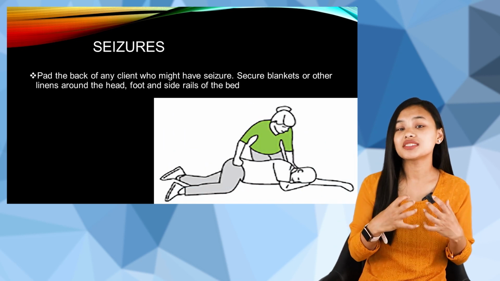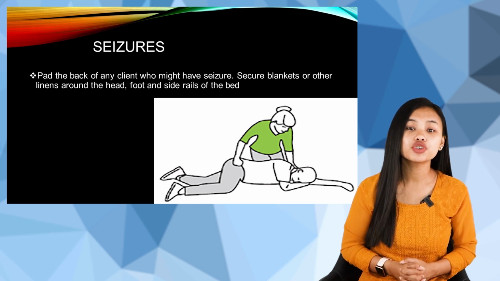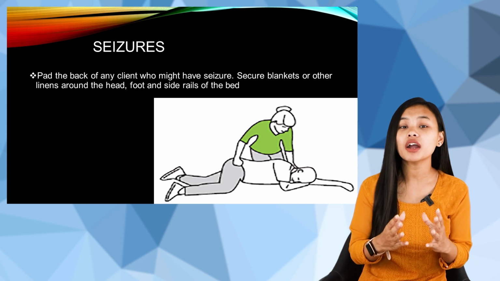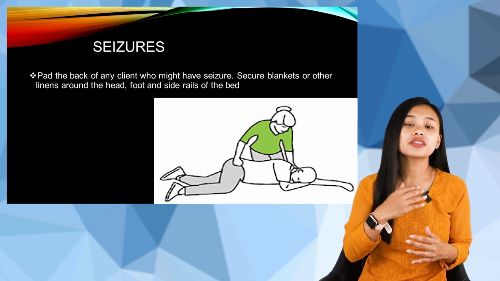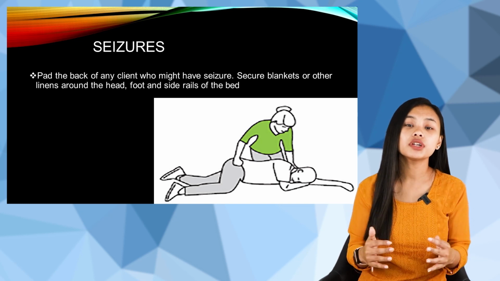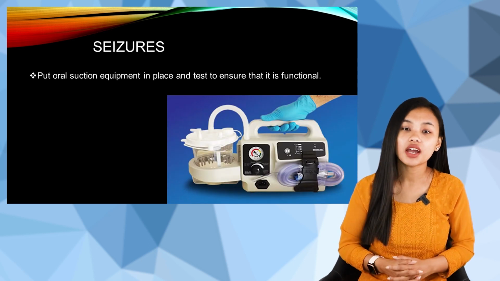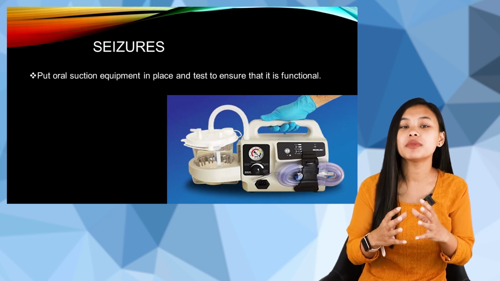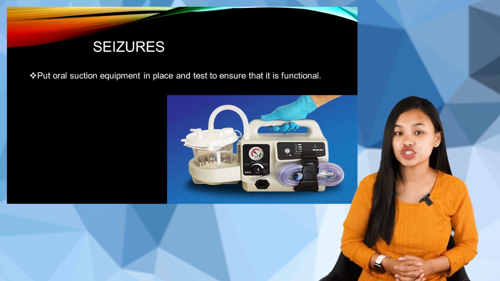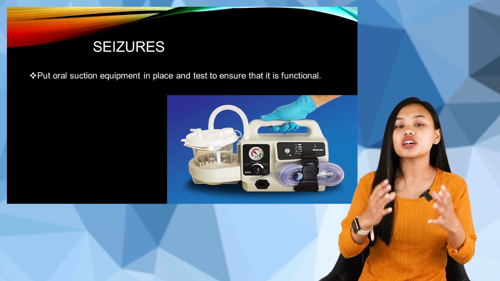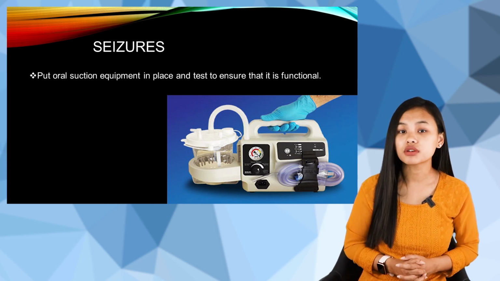So here, when we as nurses encounter any client with seizures, what we should do is that we should first try to pat the back of the client, and we should also secure the blankets or any other linens around the head, around the foot, as well as around the side rails of the bed. And the next thing is that we must put the oral suction equipment in place and make sure that this particular equipment is functioning. Why? Because suctioning may be needed in order to prevent aspiration of the oral secretion.